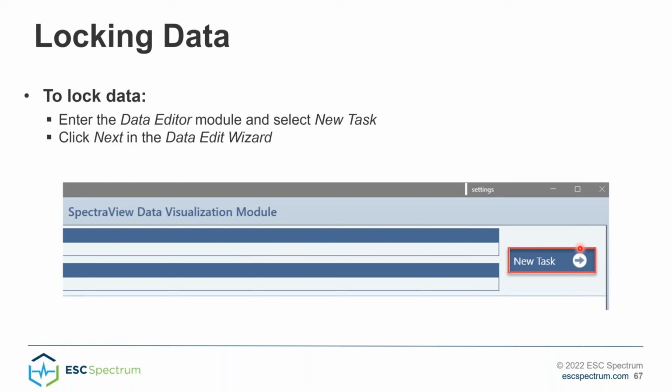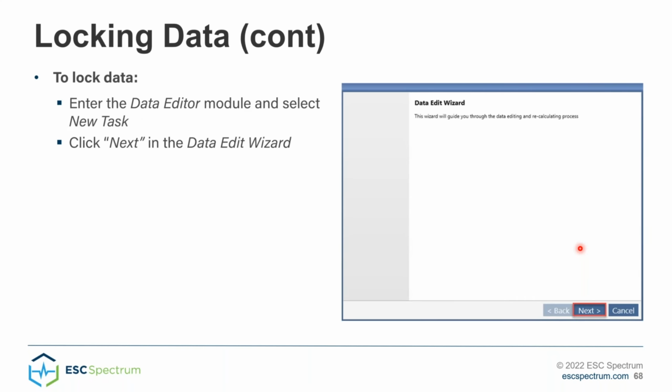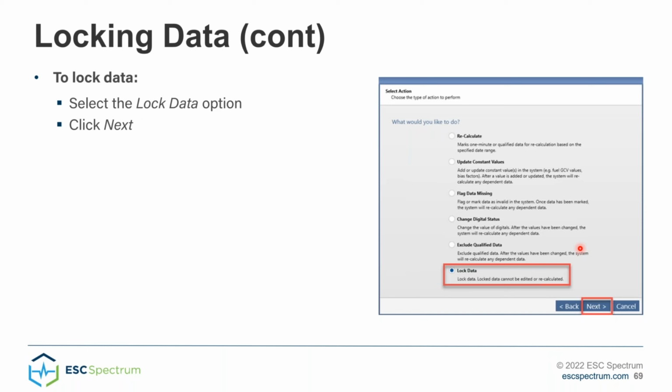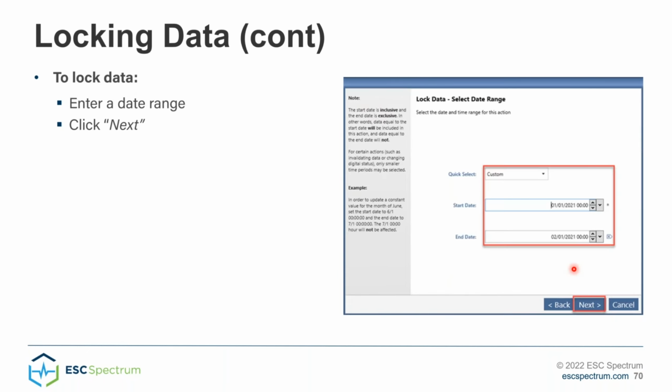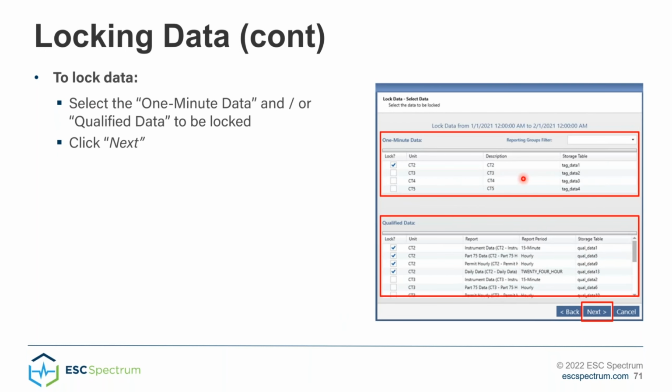We have added the ability to lock the data. So if there's some data that you don't want any kind of recalculation process to recalculate over, you can go through and lock that data. Basically hit new task, go through, lock data is now the last option here. Click next, select your time range you want. Typically this would be the previous quarter or something like that.